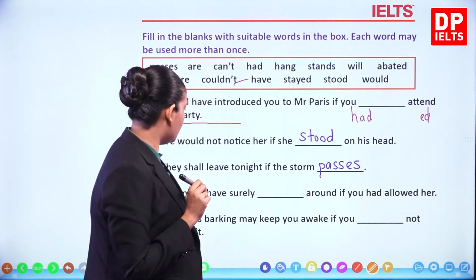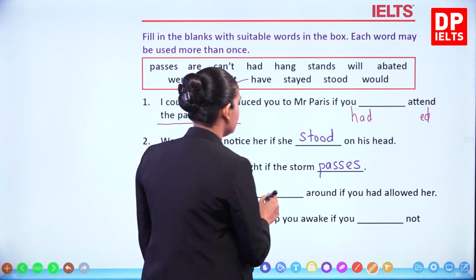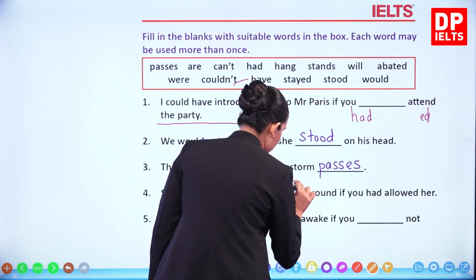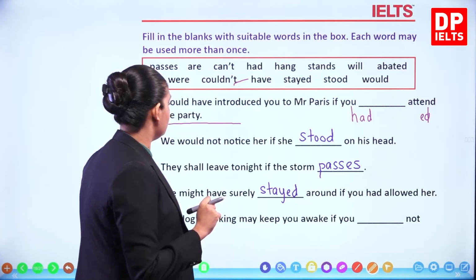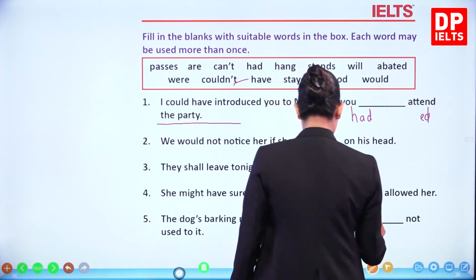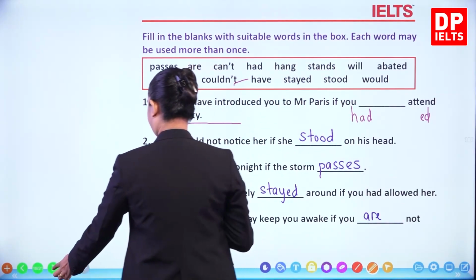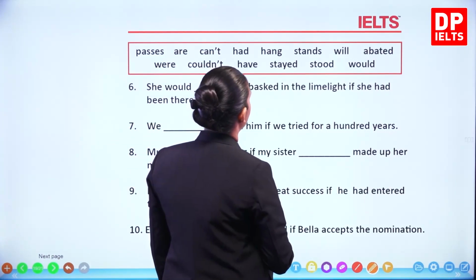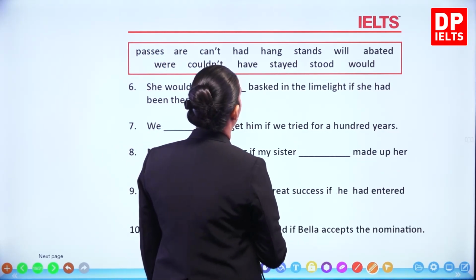She might have surely stayed around if you had loved her. The dog's barking may keep you awake if you are not used to it. She would bask in the limelight if she had been there. She would have.